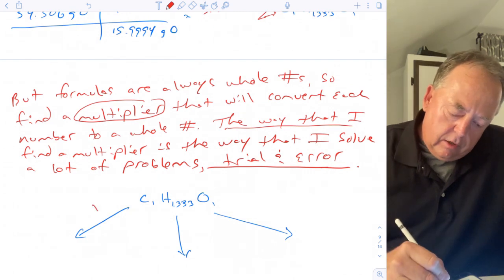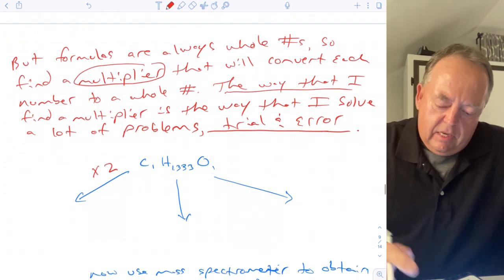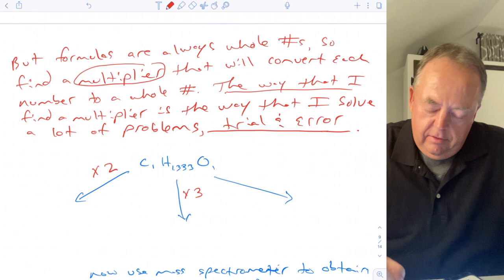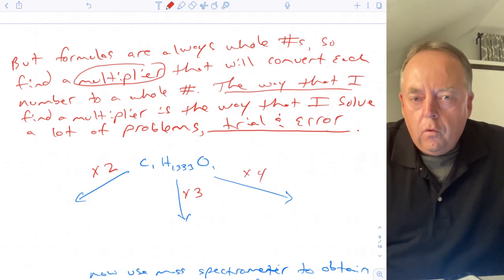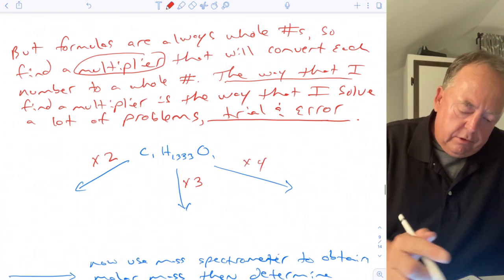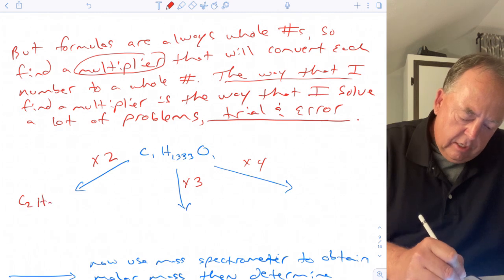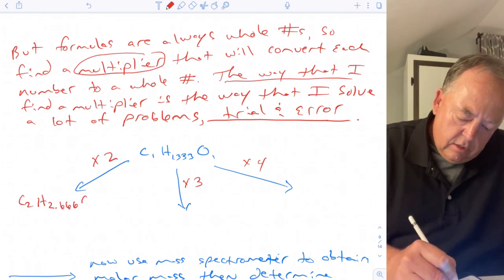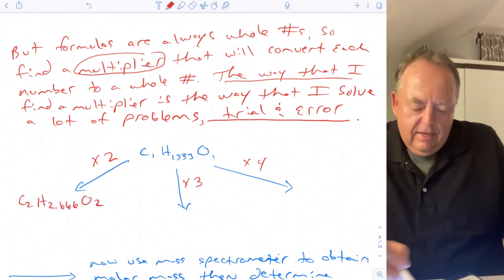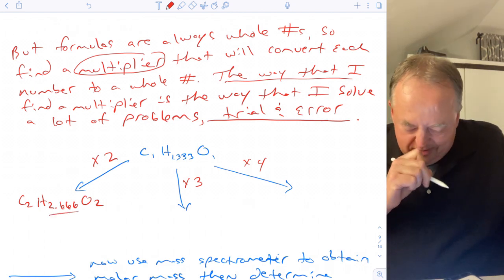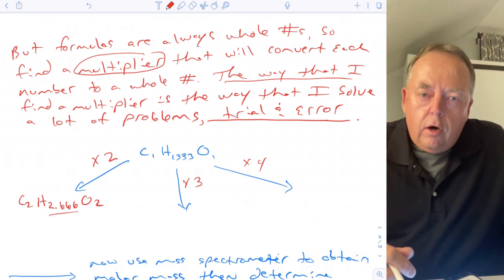So maybe you multiply all of these by 2. Maybe you multiply all of these by 3. Maybe you multiply all of these by 4. Just start trying stuff, see what works. So this would give you C2H2.666O2. Did that work? No, 2.666 is not close enough to 3 to call it 3.